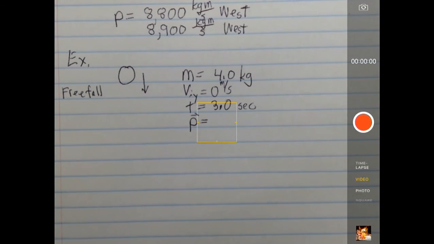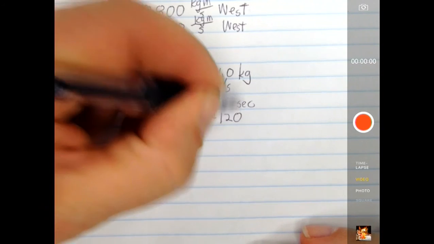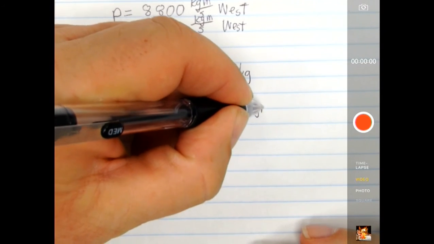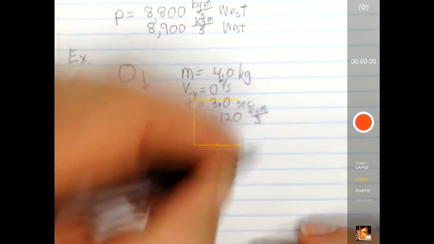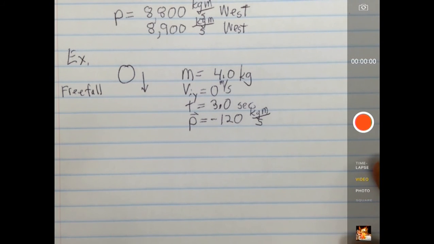As did I. I'm going to round it off to 2 sig figs, and I'm going to call it negative 120 kilogram meters per second. Not sure that you said per second as opposed to per second squared, but it's momentum. And for those of you who were wondering, how do we get that?